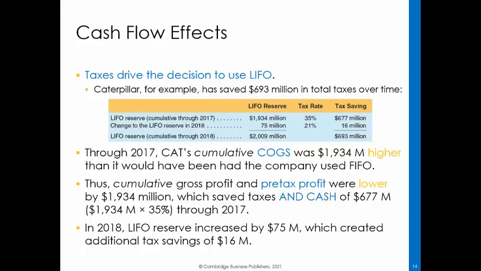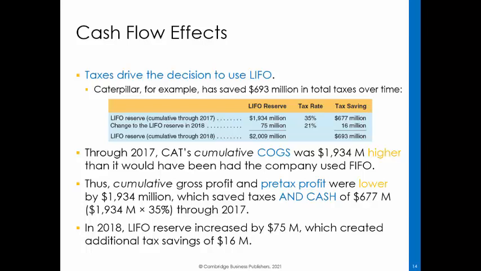The IRS is the only taxing authority in the world to allow LIFO. LIFO is not permitted under IFRS. Using LIFO increases cost of goods sold, which reduces taxable income and taxes paid. The net result is real cash savings. Companies weigh the cash flow effect against the financial reporting effect when selecting among LIFO, FIFO, and average costs.